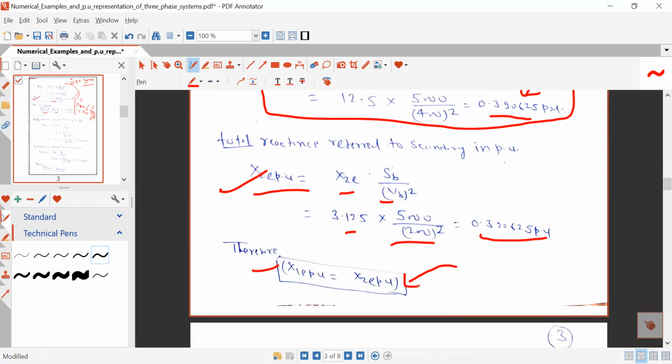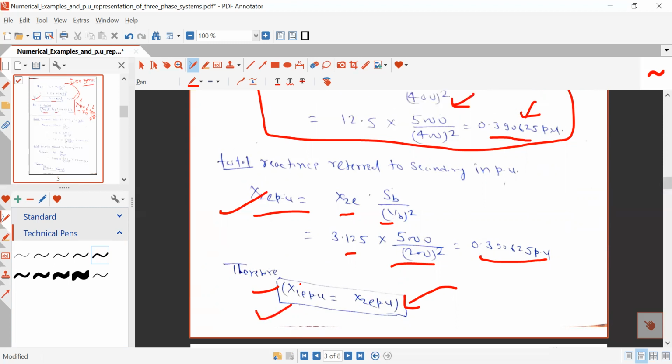In conventional units, you have seen that the total reactance referred to the primary was 12.5 ohm, and the total reactance referred to the secondary was 3.125 ohm. In ohm, these two are not the same, but in per unit calculation, X1E per unit and X2E per unit will be equal. So this is the advantage.